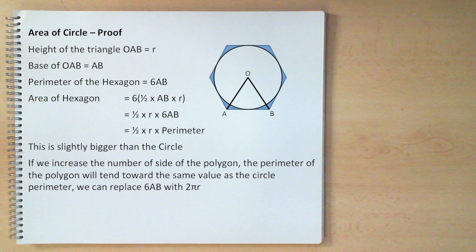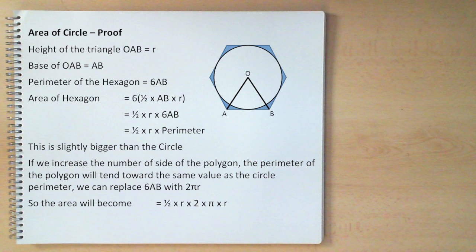But as we increase the number of sides of the polygon, the length AB gets shorter and shorter, but the perimeter of the polygon will get closer and closer to being the perimeter of the circle. And the more we increase the number of sides of the polygon, the closer the perimeter will get to that of the circle, and the closer it will become to the value we have for the circle, which is 2 pi r.